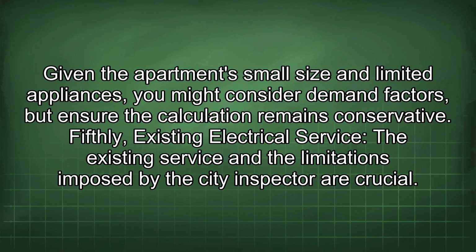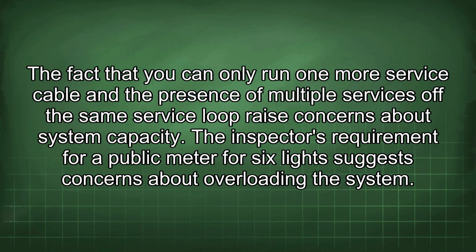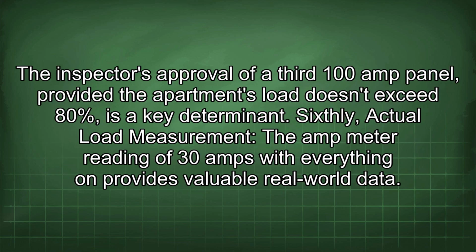Fifthly, existing electrical service. The existing service and the limitations imposed by the city inspector are crucial. The fact that you can only run one more service cable in the presence of multiple services off the same service loop raises concerns about system capacity. The inspector's requirement for a public meter for 6 lights suggests concerns about overloading the system. The inspector's approval of a third 100 amp panel, provided the apartment's load doesn't exceed 80%, is a key determinant.